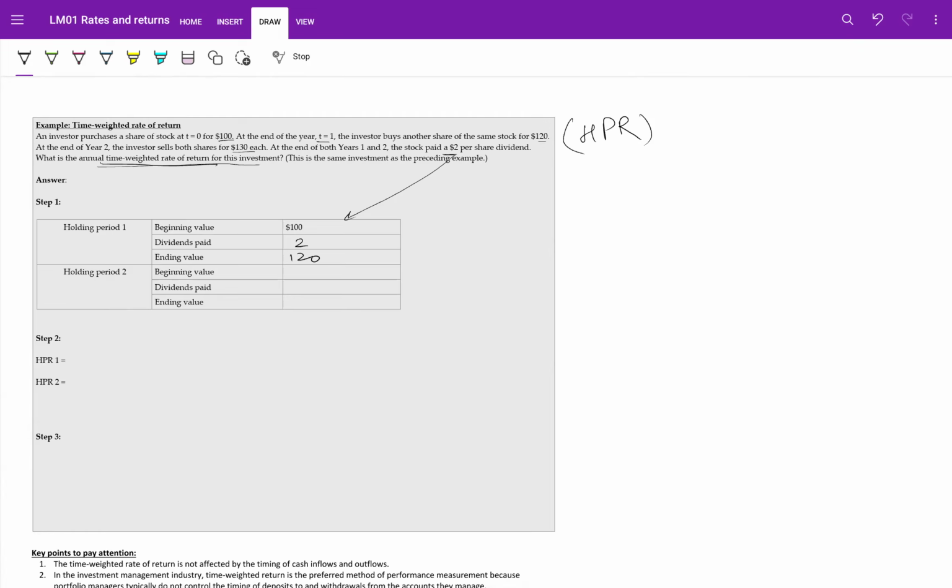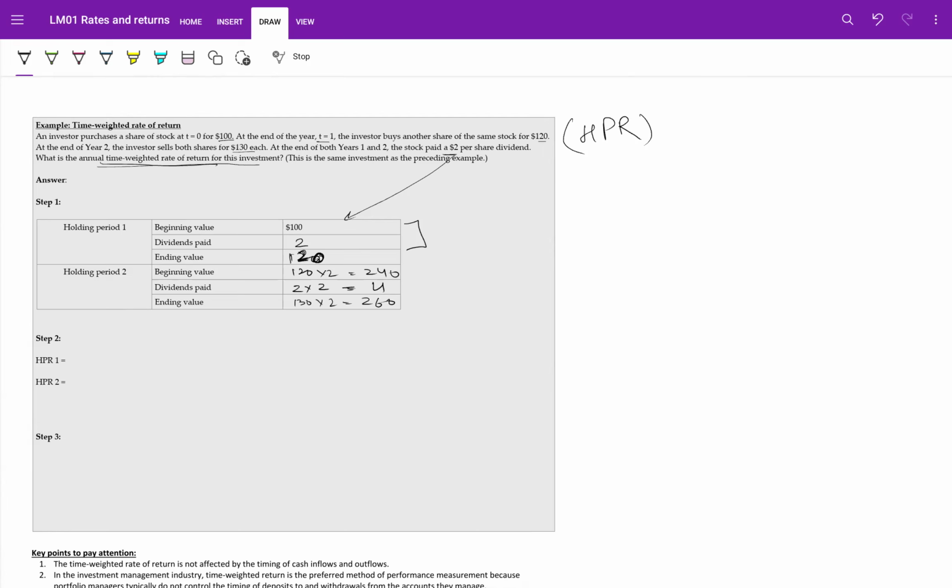Now we have two stocks. This is where you actually have to pay attention. We have bought in one more stock. So now the beginning value is 120 into 2, which is 240. Now there is dividend of $2 per stock, $4 of dividend, and the ending value is 130 into 2, means 260.